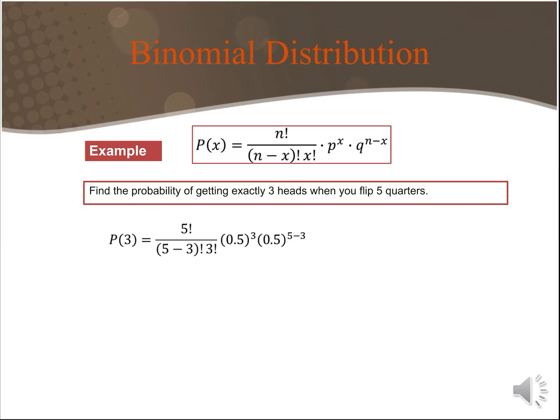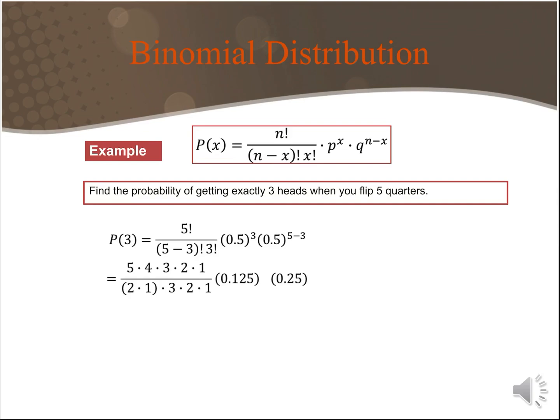So plugging in n equals 5 and x equals 3, we have 5 factorial divided by 5 minus 3 factorial times 3 factorial. Now the probability of getting a head or a tails when you're flipping a coin is 0.5. So the probability of a success or a head here is 0.5. That's our p-value, 0.5. And the probability of a failure is also 0.5. So our q-value is also 0.5. So we have 0.5 to the third times 0.5 to the 5 minus 3, which will be a 2.